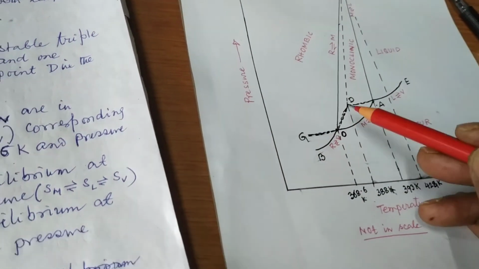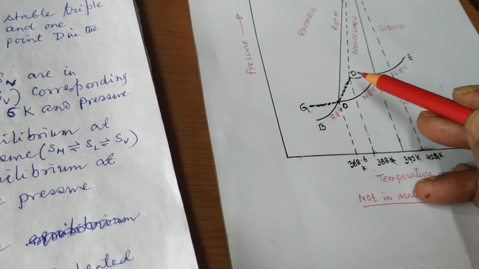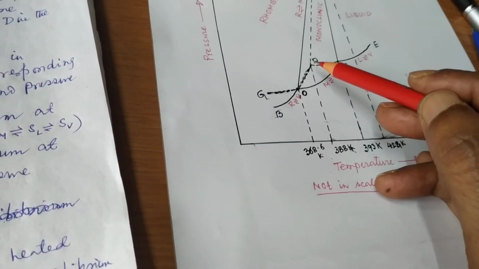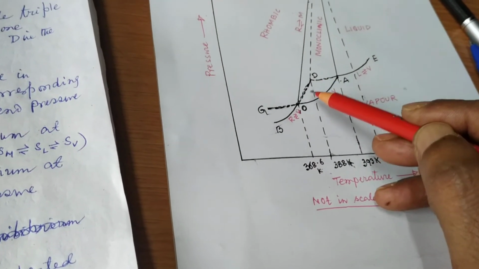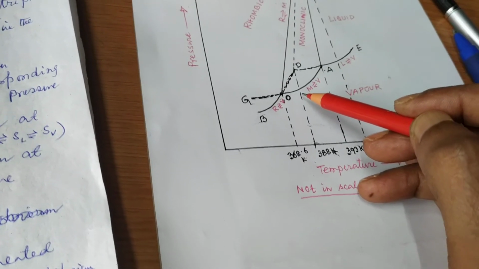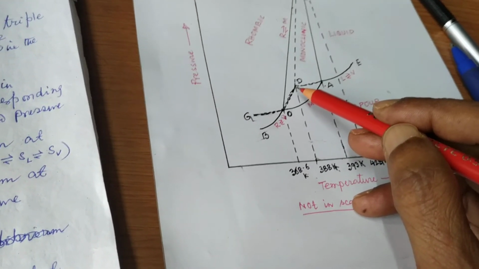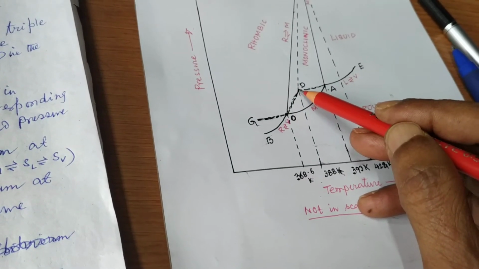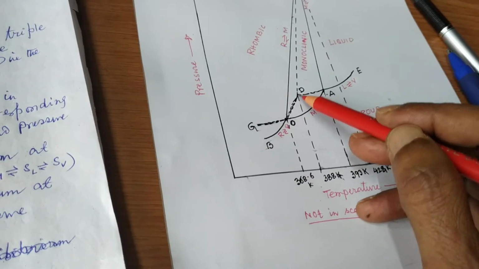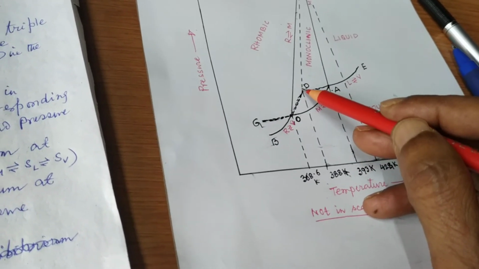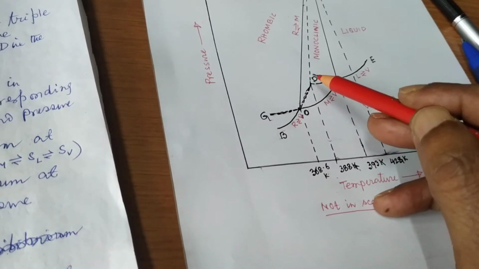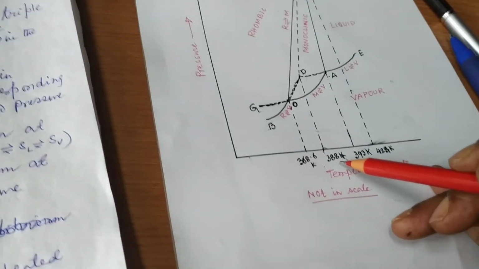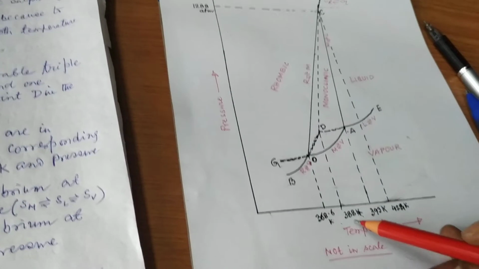Now this point D represents a metastable triple point. This point is reached when SR is heated rapidly, or liquid is cooled rapidly. At this point SR, SL and SV are in equilibrium, at a temperature of 388 Kelvin and 0.03 millimeter of mercury pressure.